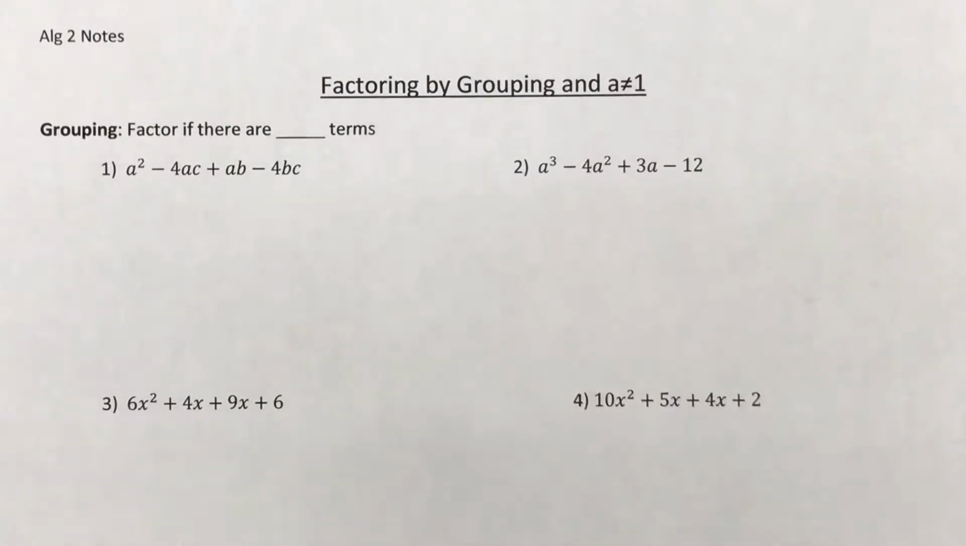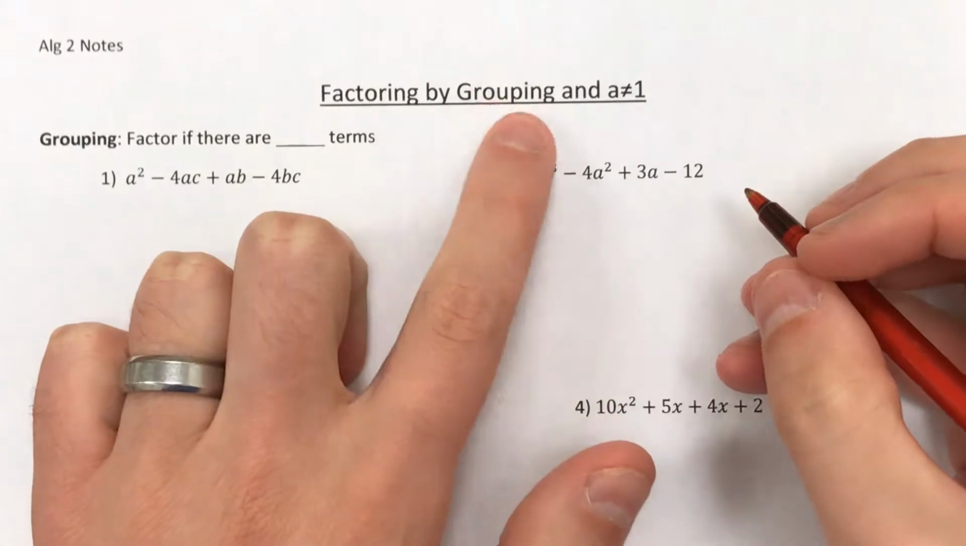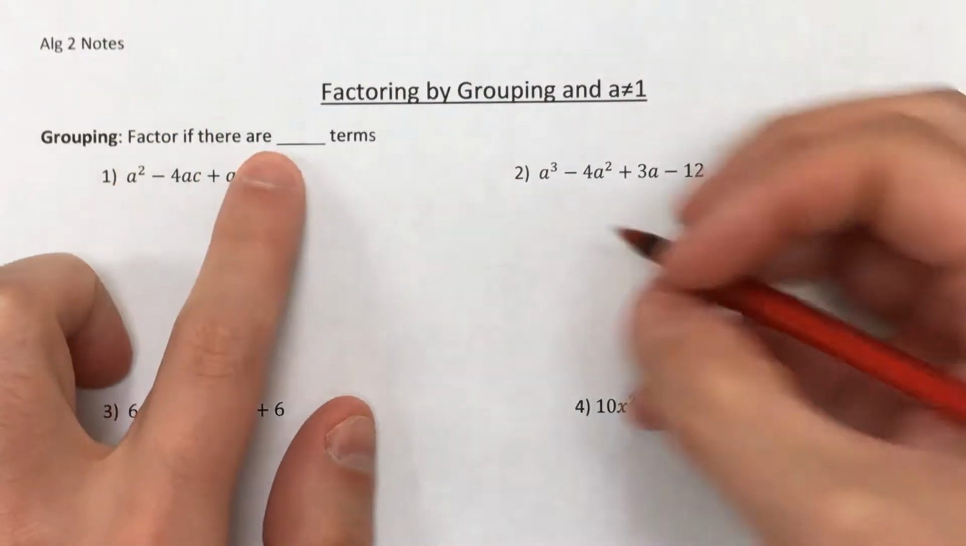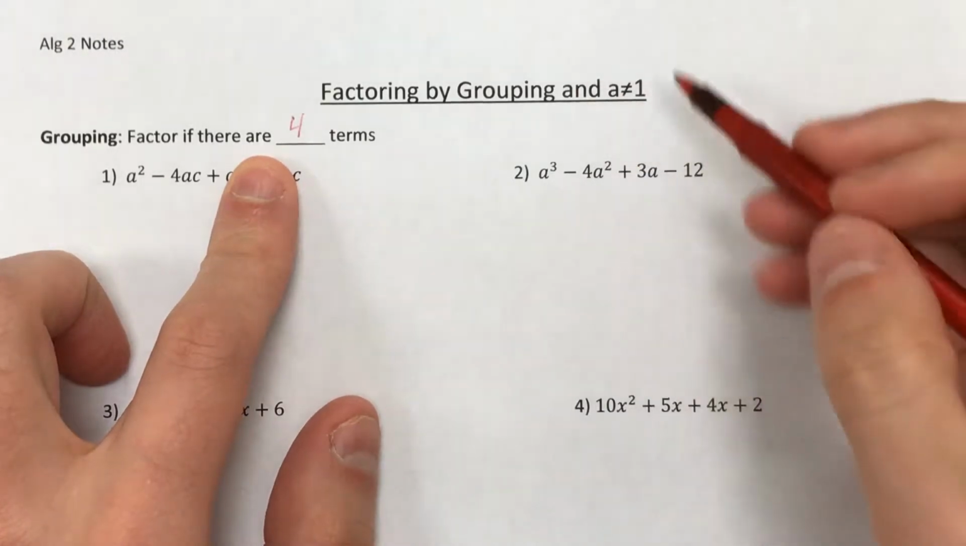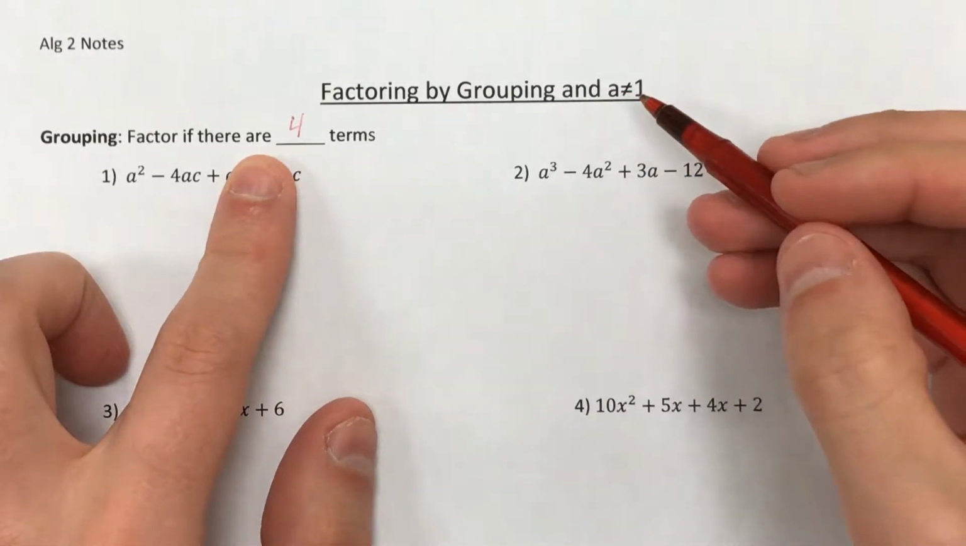Hello and welcome to Factoring by Grouping and Trinomials when a does not equal 1. Today basically we are going to be covering something called grouping. Grouping is going to be done if there are 4 terms. This is assuming you've already done the cases where a does equal 1.